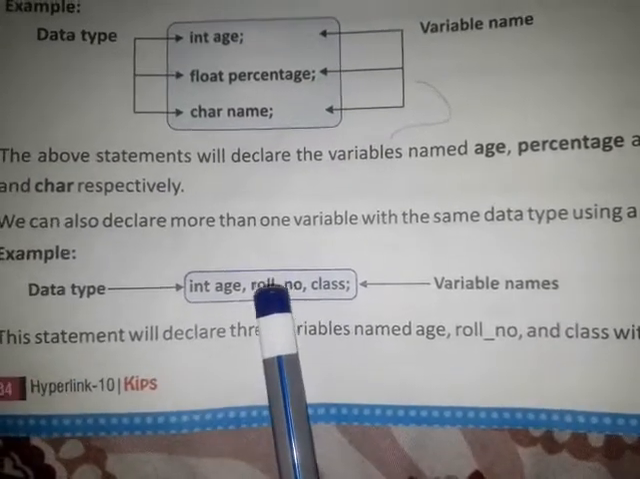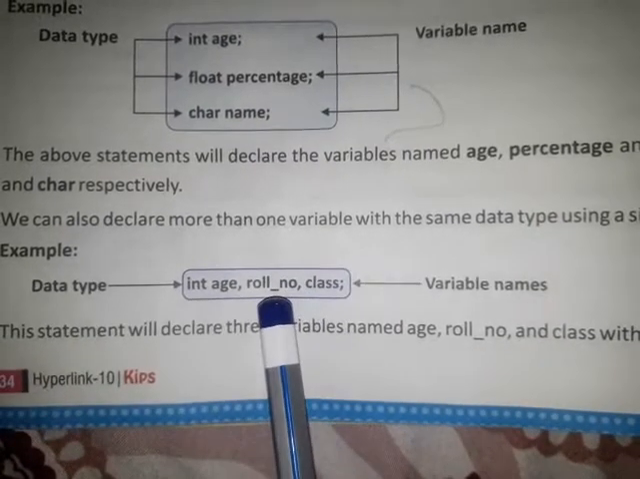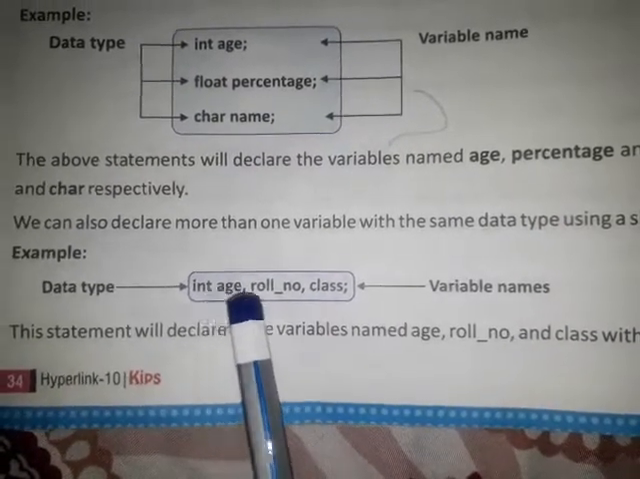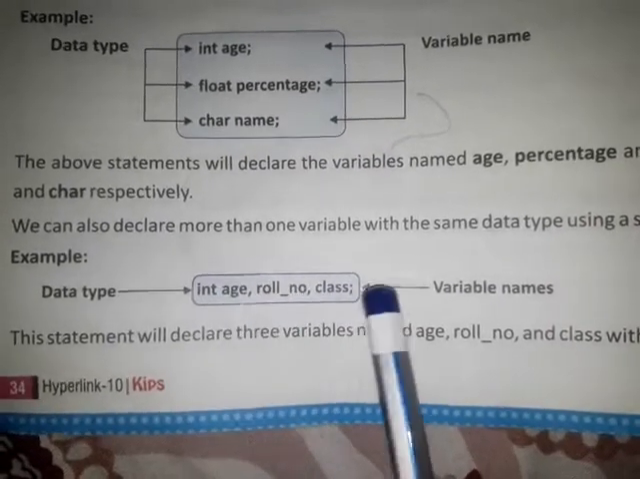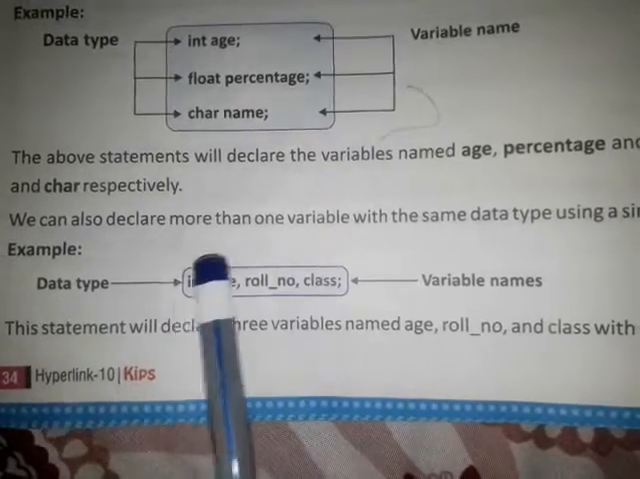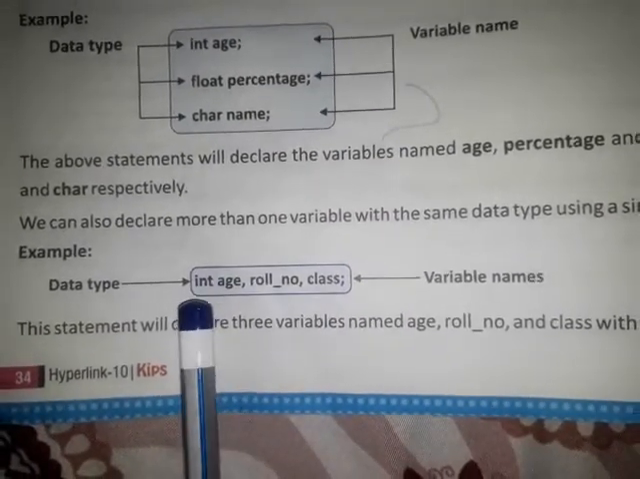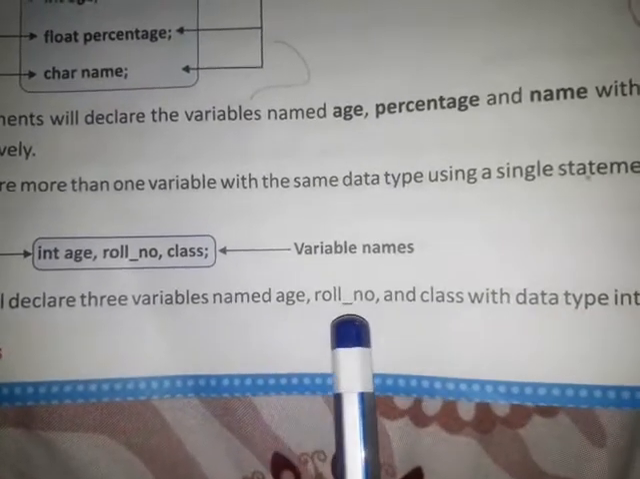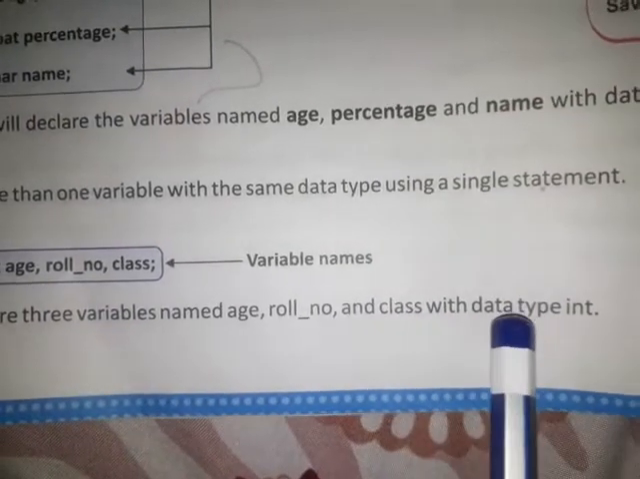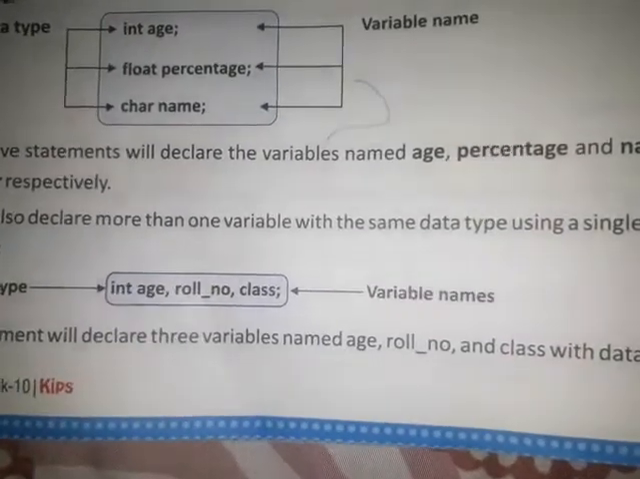This is another variable, comma, third variable, class. So this class, roll_number and age, all three are of type integer. So we declare multiple variables by a single statement. This is a single statement in which we declare multiple variables of the same type, which is integer. This statement will declare three variables named age, roll number and class with data type int. So this is the way of declaring multiple variables of the same type.